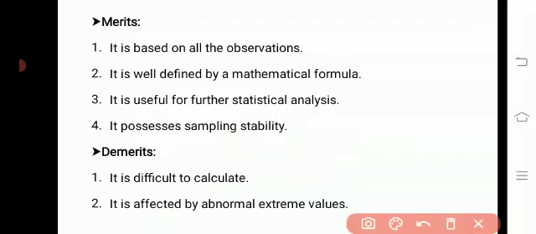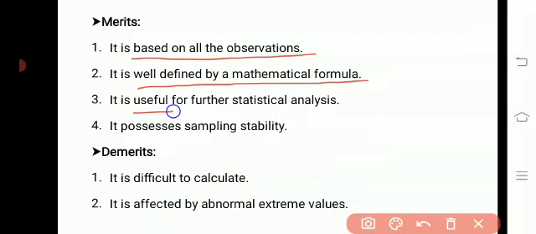Then we have some merits and demerits of standard deviation. Standard deviation is based on all the observations. Then it is well defined by a mathematical formula. The next merit is, it is useful for further statistical analysis, and it possesses the sampling stability. These all points we have studied under the essentials of good measure of dispersion.